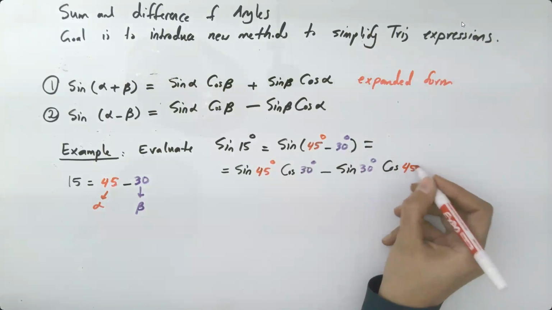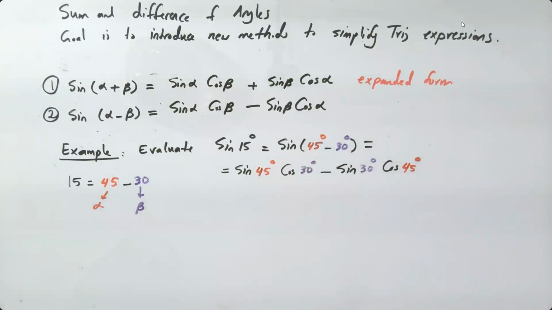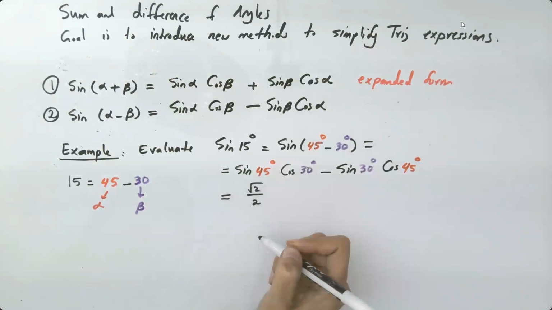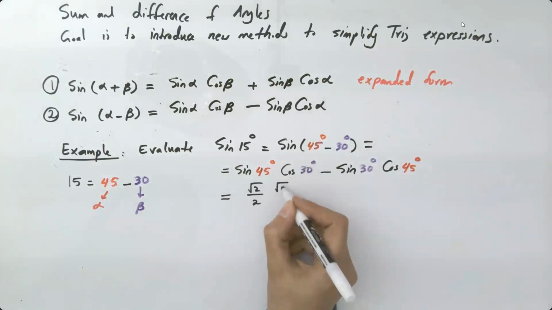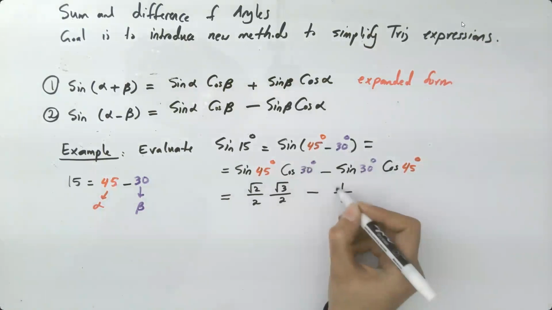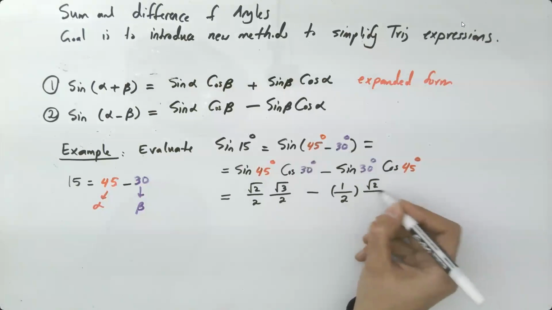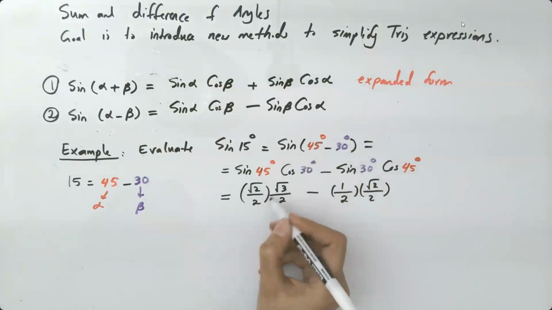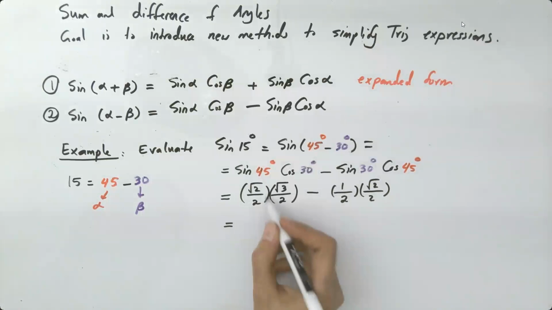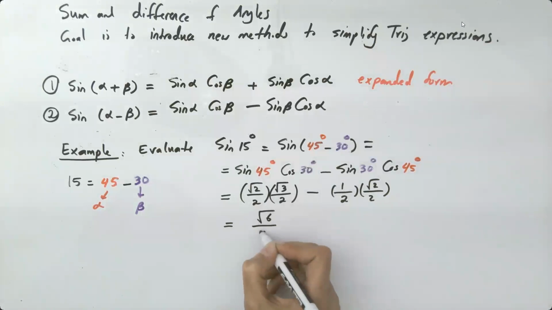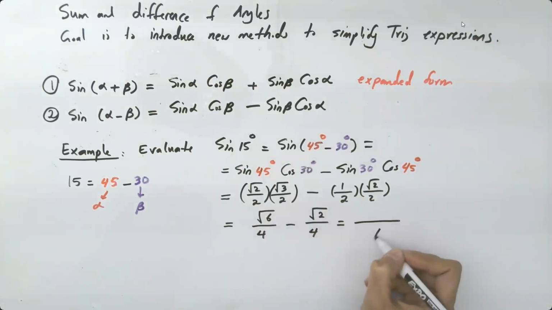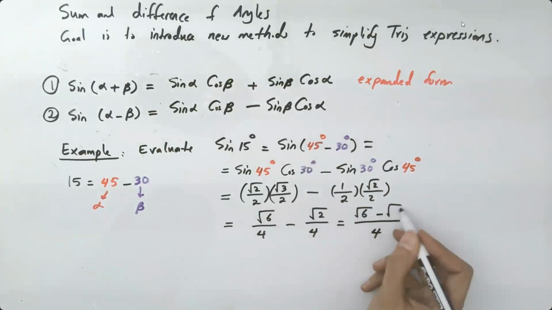I already know how to deal with these angles. So remember that sine of 45 degrees is square root of 2 divided by 2. Cosine of 30 degrees is square root of 3 divided by 2, minus sine of 30 degrees, which is a half, times cosine of 45 degrees, which is square root of 2 divided by 2. So between multiplication and subtraction, multiplication comes first. So you're going to get square root of 6 divided by 4 minus square root of 2 divided by 4. If you take the common denominator, you get square root of 6 minus square root of 2, all over 4.